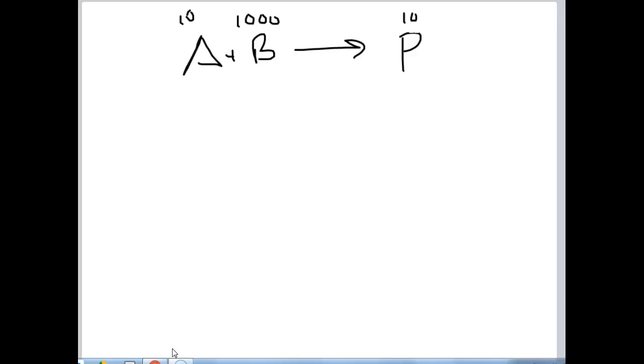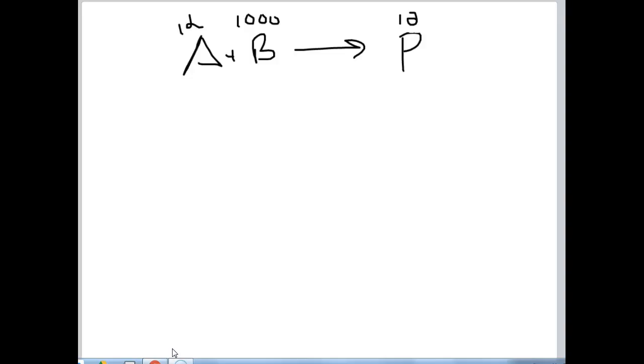If we add even less A, we will in turn make less P. Likewise, if we add more A, we will make more P.